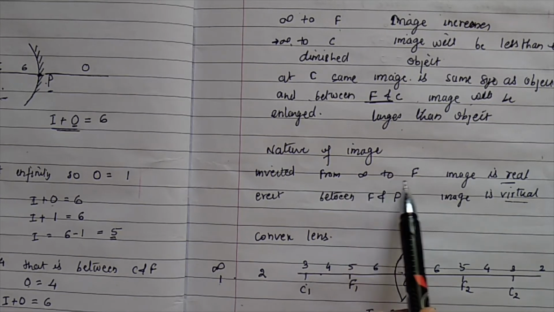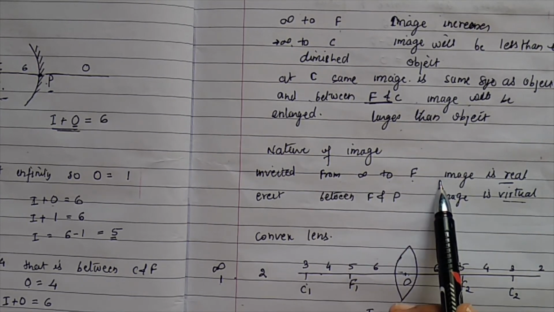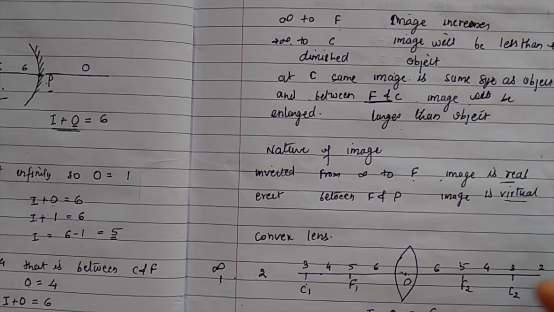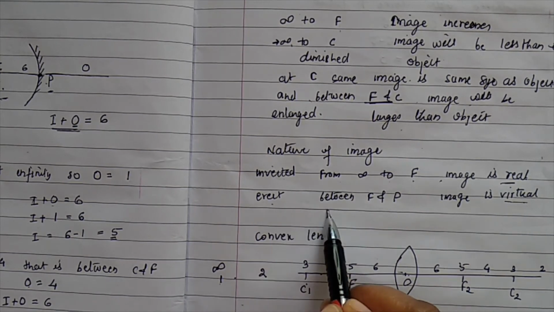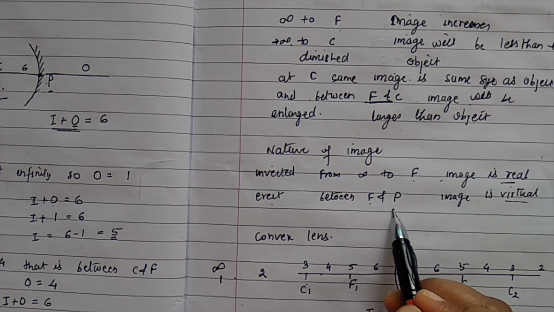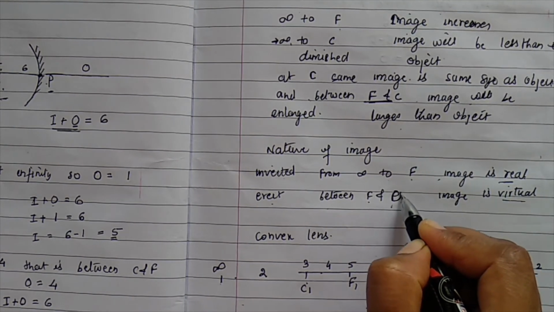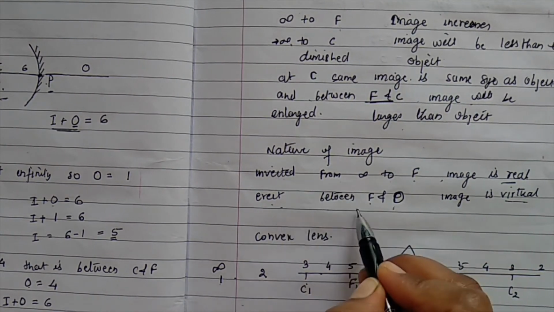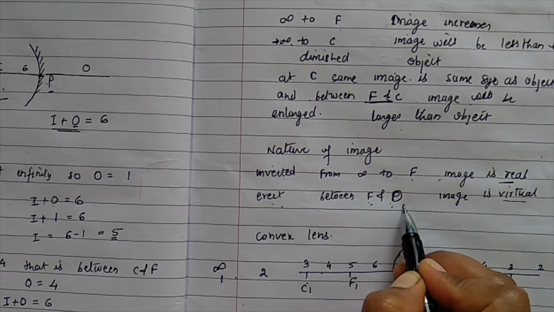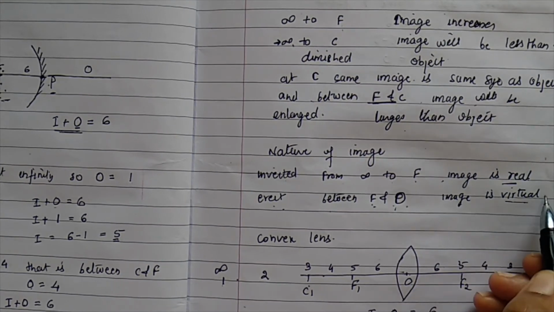Inverted from infinity to focus, and obviously the inverted image will be real. Erect image between focus and, in case of lens, the optic center. So erect between focus and optic center, and the erect image will be virtual.